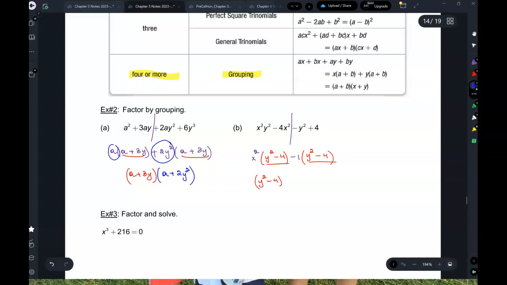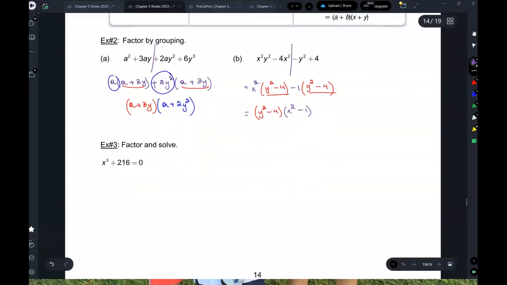What have I got left over? X squared minus 1. Now, am I done factoring, or can these factor further? Oh my God, they can totally factor further. Because the y squared minus 4 can factor into what?